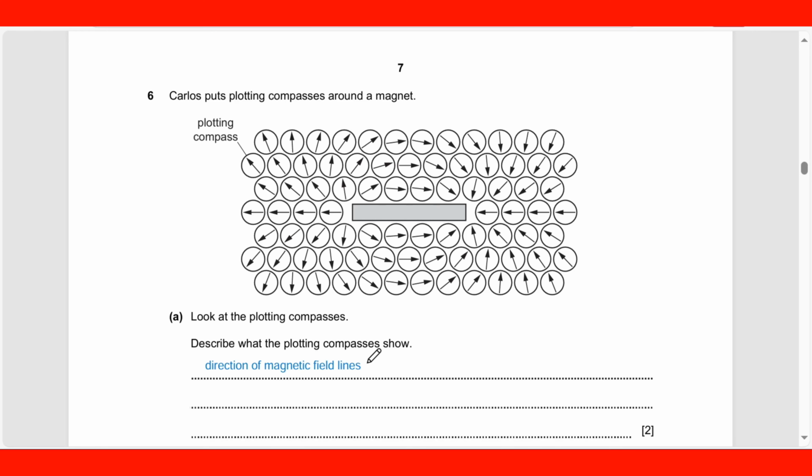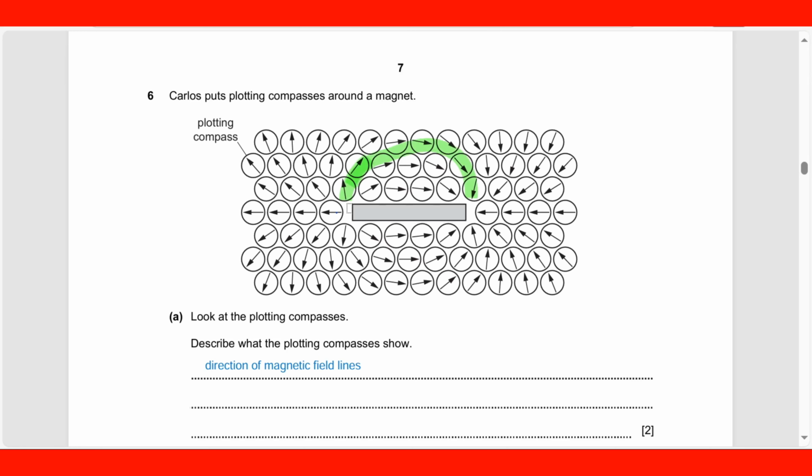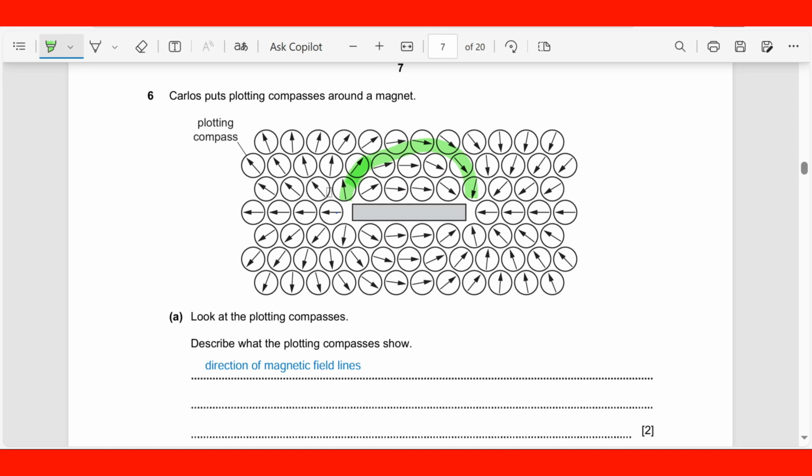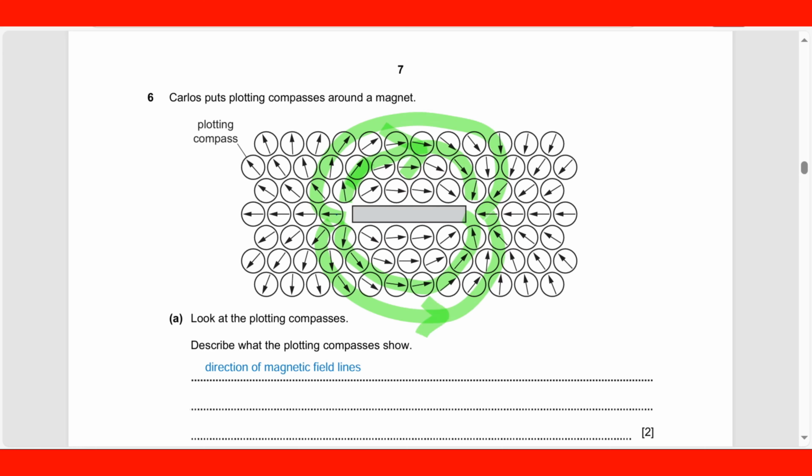So the answer is direction of magnetic field lines. So this is direction. From here we can see that this is the magnetic field line. So it's from here going there, and then also coming out from the north and going to the south pole. So all are going to this direction. That is what is being shown by the plotting compass. Okay, we hope it's clear.